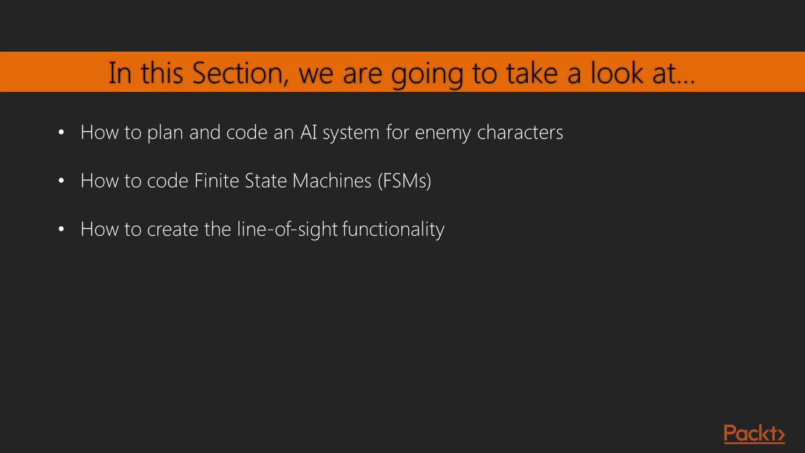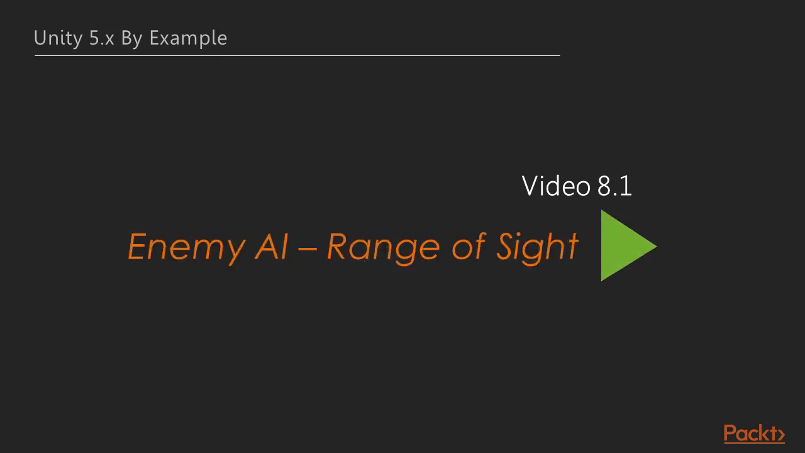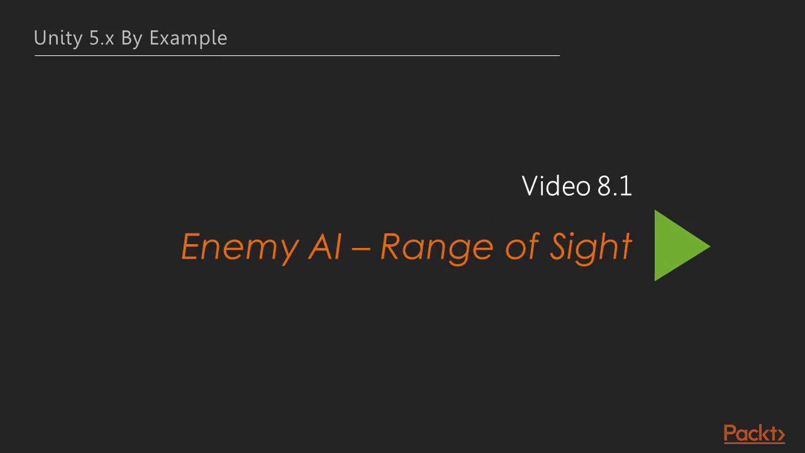This section will demonstrate the following topics: how to plan and code an AI system for enemy characters, how to code finite state machines, FSMs, how to create the line of sight functionality. Now we'll see the first video of the last section, Enemy AI, Range of Sight.